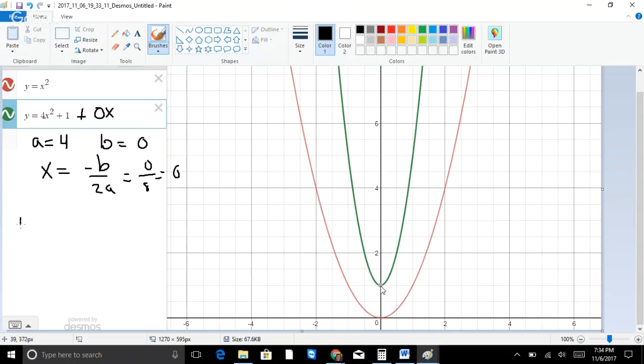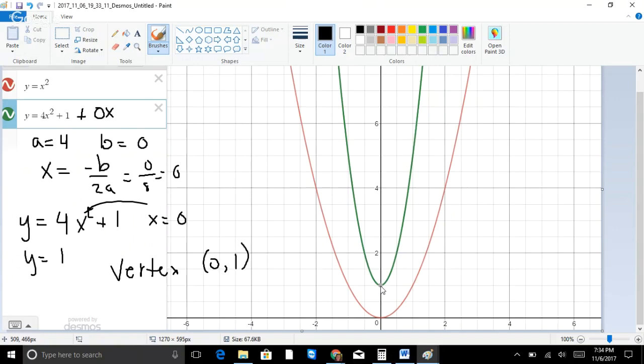Well, I find that by taking my original equation, y equals 4x squared plus 1, and I know that the x part is 0. So when I plug that in, I get y equals 1. So I know that my vertex should be at (0, 1), and my axis of symmetry, I'm just going to write axis, should be at x equals 0.